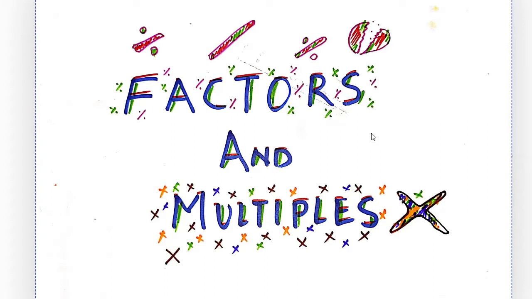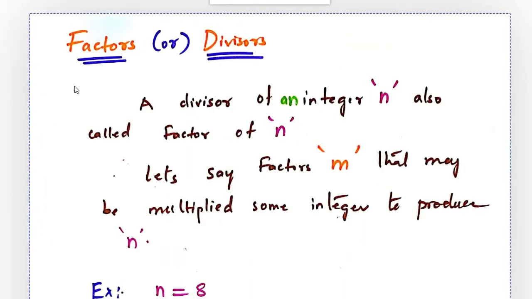Okay, let's start. Now, here is the definition of factors. You can call them factors or divisors, because factors are nothing but numbers which can divide another number completely.